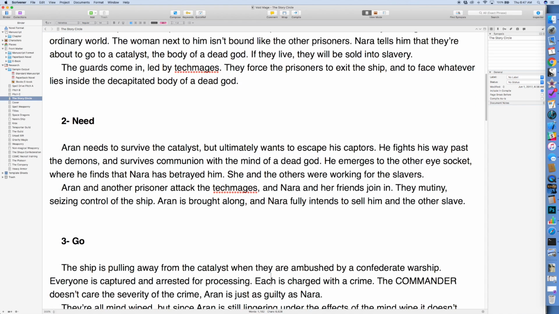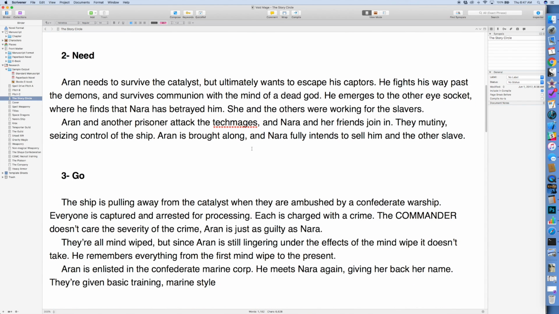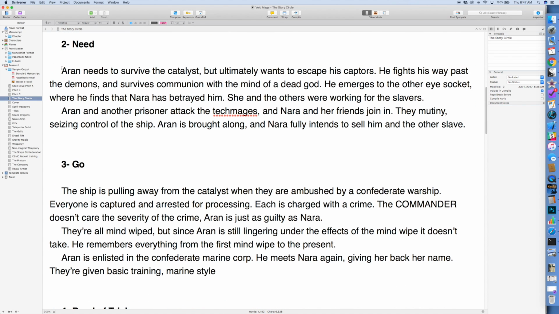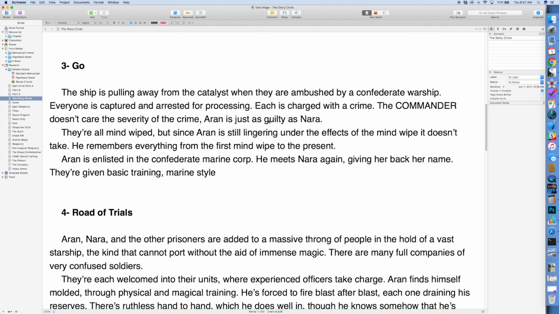Then we move on to number 2, need. And you can see Aaron obviously needs to survive the catalyst from what you read above, the body of the dead god, where he's getting this power. But ultimately, he wants to escape his captors. He's got to get away from these guards, and he wants to be free again. This is his primary need. He'd love to get his memory back as well. But ultimately, it's his need for freedom that's serving as the story need, which will become important later. He manages to survive the catalyst.